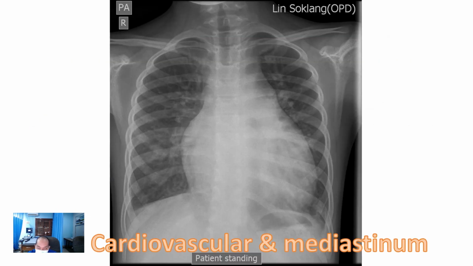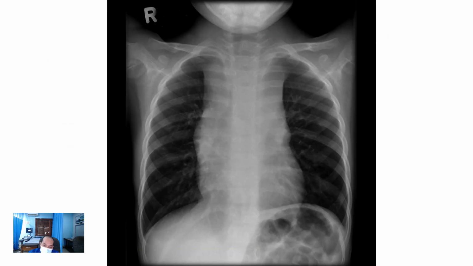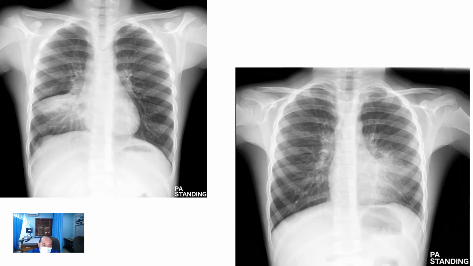So this is a sample of cardiomegaly, where we can see the diameter of the heart is more than 50% of the transverse thorax diameter. And this is a case of lymphoma, where we can see the size of the mediastinum is more than one-third of the transverse thoracic diameter.